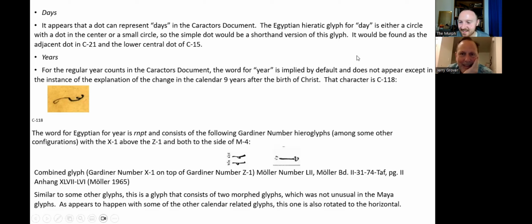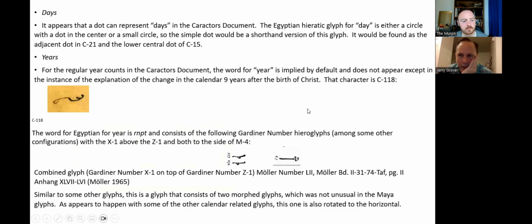And so the years, the word years is typically just implied when you have a date. It doesn't say years, it just has a calendar marker. But there is one place where, when they did the 9 year retroactive change to the calendar after the birth of Christ, I mean, they went from a lunar year to a solar year, is what I'm saying. And so you have this glyph.